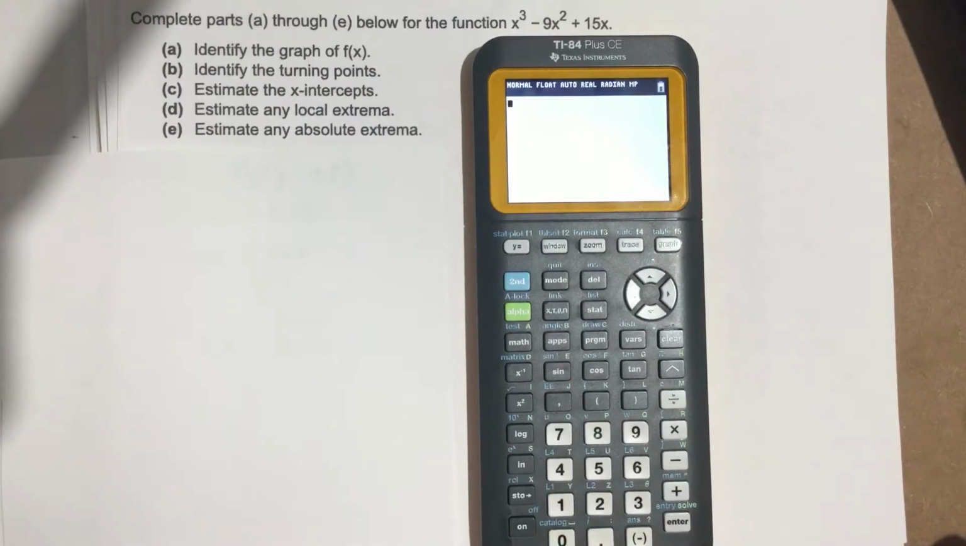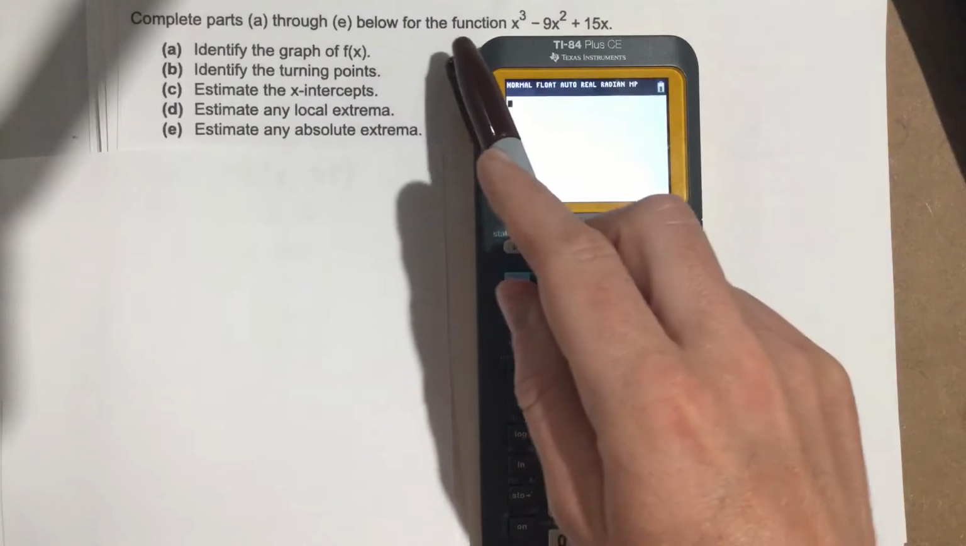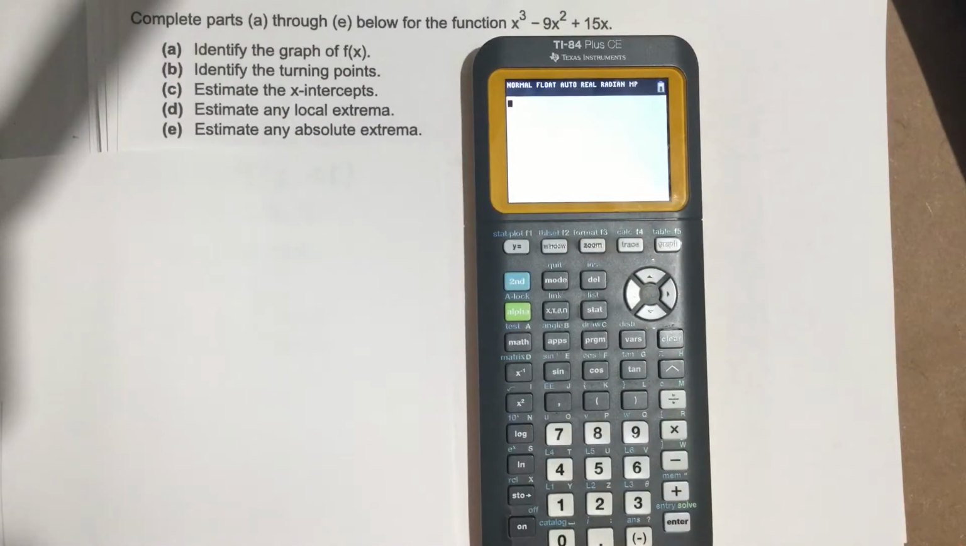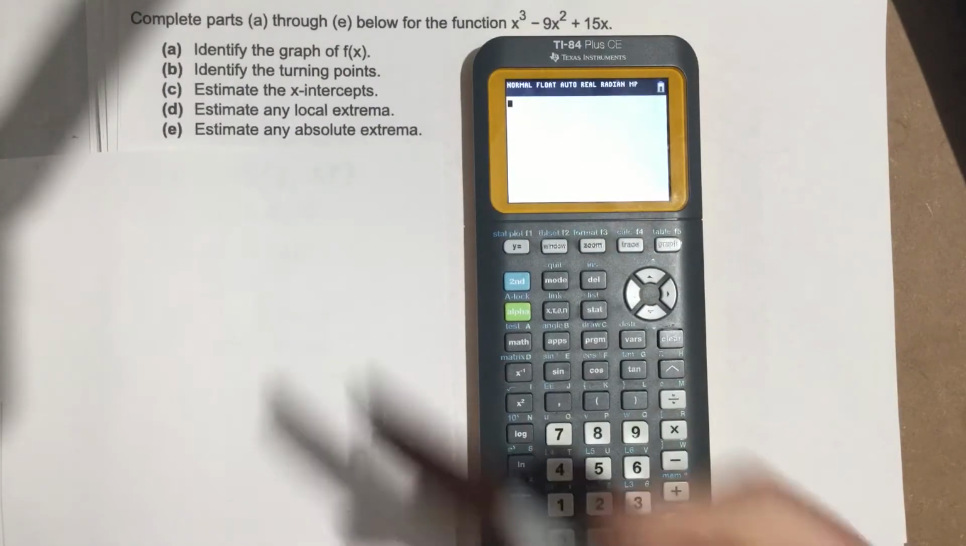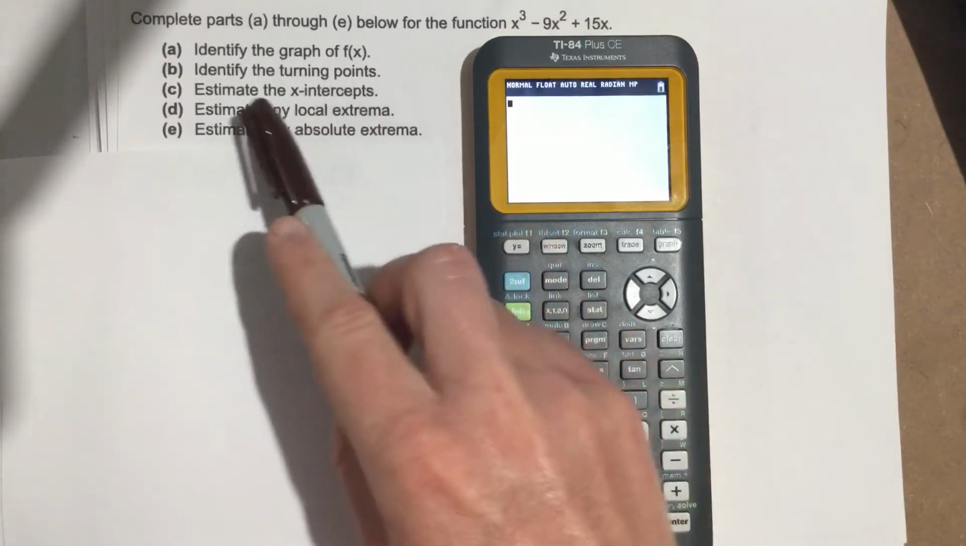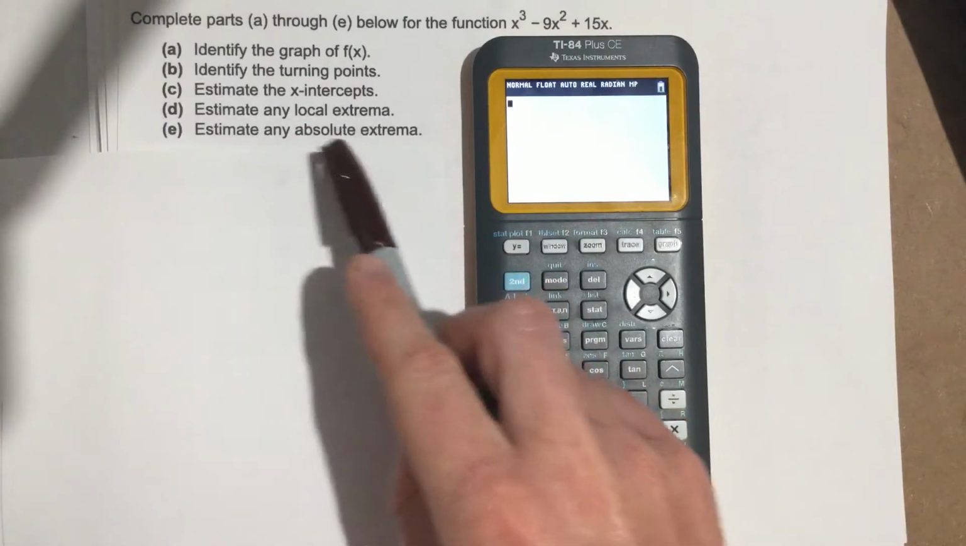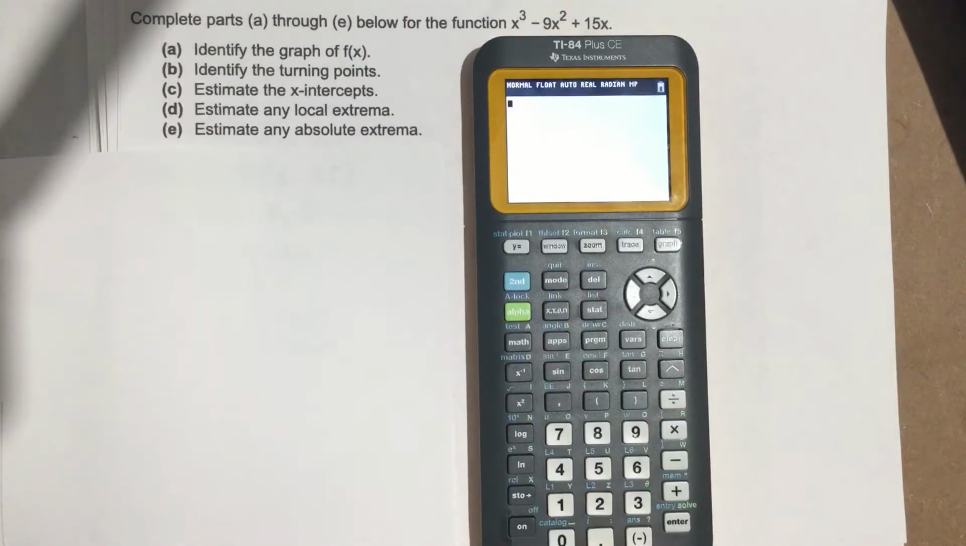This is problem number 4 from section 4.2. It says complete parts a through e below for the function x cubed minus 9x squared plus 15x. It wants you to identify the graph of f of x, identify the turning points, estimate the x-intercepts, estimate any local extrema, and estimate any absolute extrema.